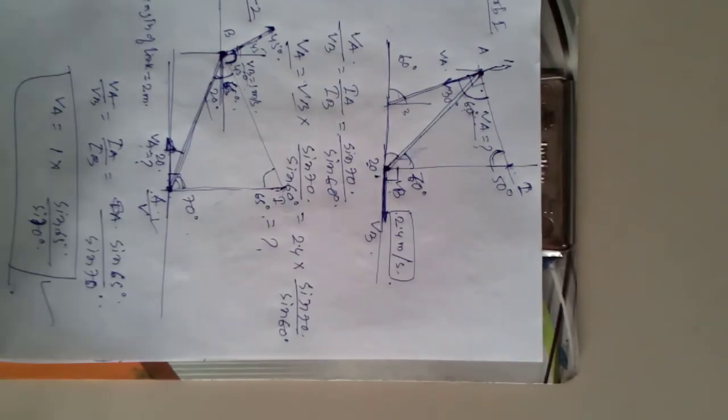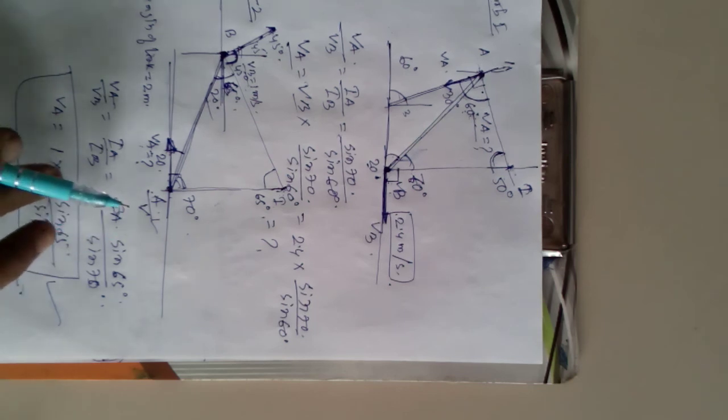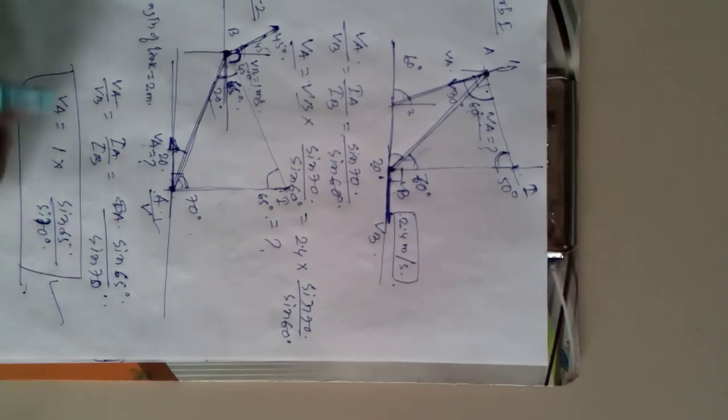Next we will discuss the instantaneous center method to find out the velocity of a mechanism. Here we found the velocity of a particular link. Next we will find out the velocity of a particular mechanism. Okay, so I hope you have understood. Thank you.